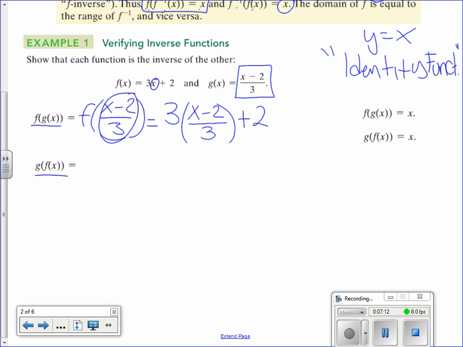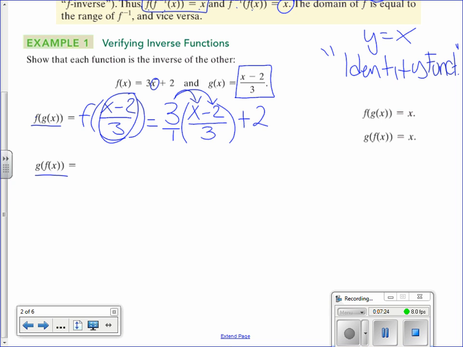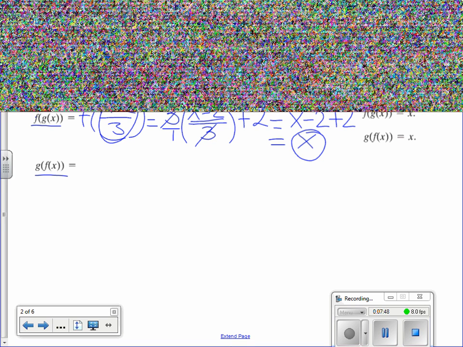Now from here we know that when we multiply fractions, we multiply straight across, so that will be like multiplying 3 times x and then 3 times negative 2. I mean, you could do that, or you could just simply say this, the 3 here and the 3 here will equal to 1. So we may say they cancel. After that, we are left with x minus 2, what was the numerator here. And of course, we add a 2, and the result for that will be x, which is what we were looking for. So f composed with g is equal to x. That is true.